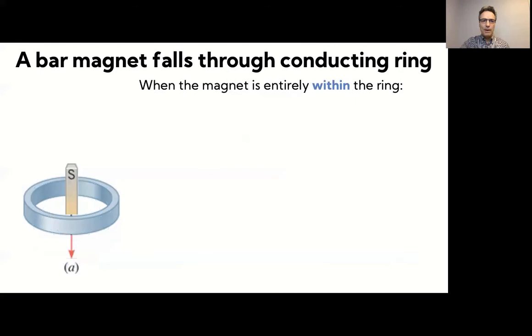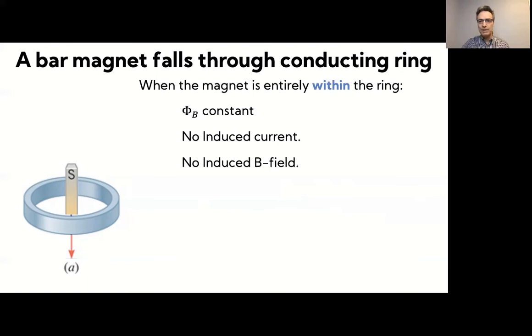Okay, now when our magnet is completely within the ring, so bar magnet and a solenoid is the same. In principle, a perfect solenoid has a zero field outside and a constant field inside the solenoid. So essentially that means that in this case, as long as the magnet is entirely within the ring, the flux is constant. Therefore, there's no induced current, no induced B field. And so the net force is actually the force due to gravity. And so you'll go back to free fall while the entire magnet is within that ring.